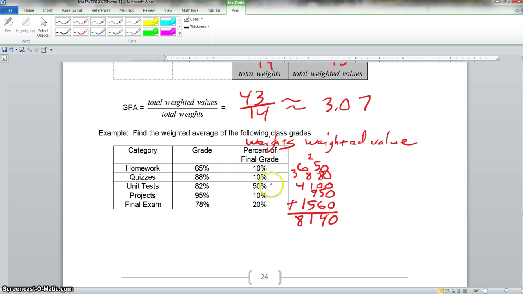And we know we would add up these percents for the final grade, which would be 100. And we could put percent here. But we'll divide this by 100. And this will give us 81.4. And we know this will be a percentage. So it'd be 81.4%.